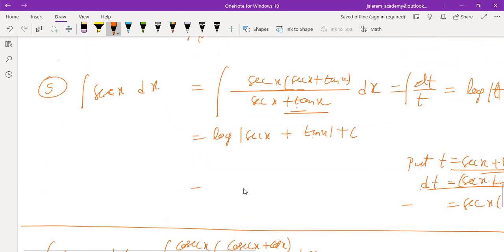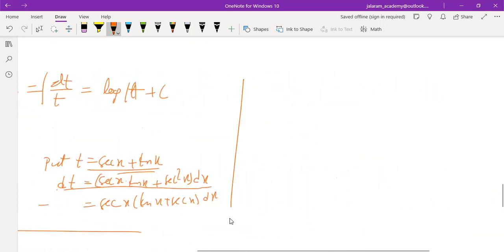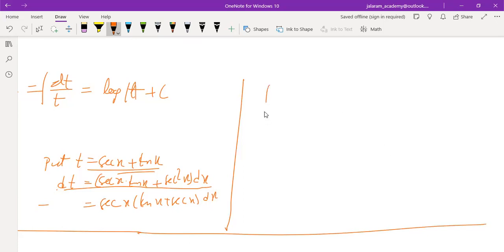So after understanding this, we can change the previous formula, log sec x plus tan x. We can write it as 1 by cos x plus sin x by cos x plus c. That is 1 plus sin x upon cos x plus c. So it will give one more formula for the integration of sec x. Till now we have log of 1 plus sin x over cos x plus c.